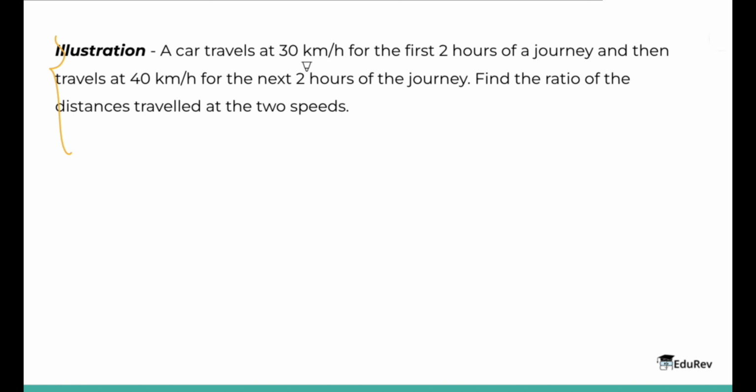Now here, the car travels at 30 kilometers per hour for the first 2 hours of a journey and then travels at 40 kilometers per hour for the next 2 hours of the journey. Find the ratio of the distances that are traveled at the two speeds. So here, can we say that d1 by d2 is equal to s1 by s2? Since the time is constant between the two motions described, we can use the proportionality between speed and distance, right? And here we can simply write it as 3 by 4.